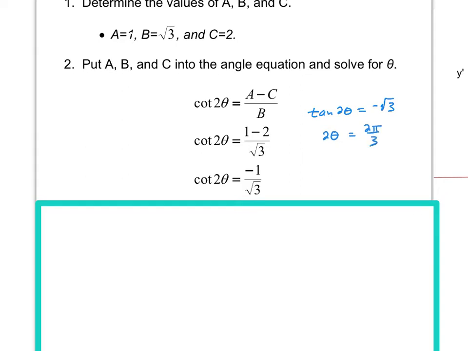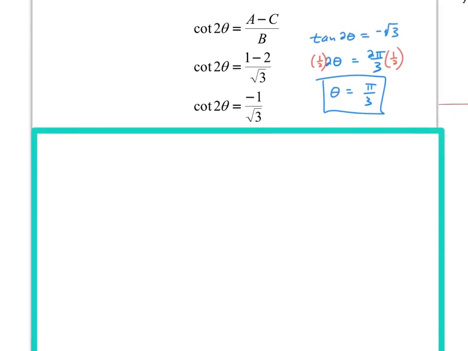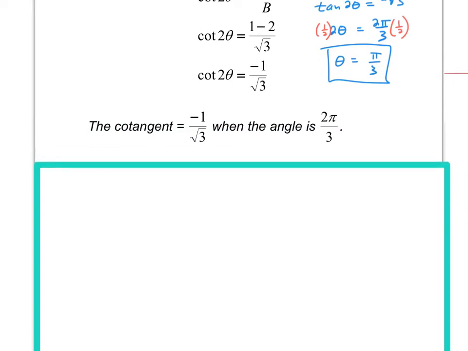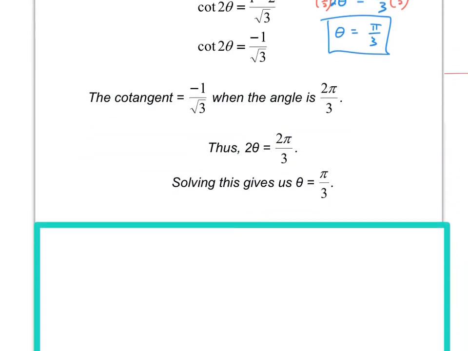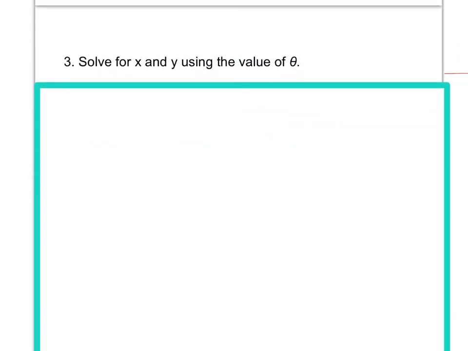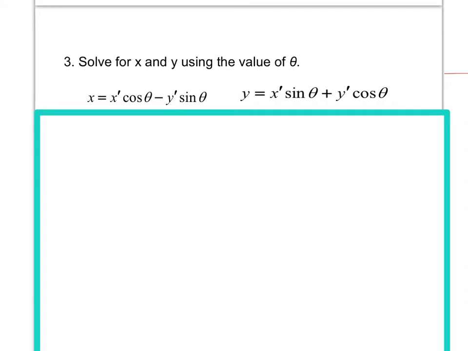Now I want to find out what theta is, so I'm going to need to multiply by 1/2. And that gives me theta must equal pi over 3. Okay, so now we're ready for step 3. Step 3 is we solve for x and y using the value of theta. And to do that, we're going to need these two equations.